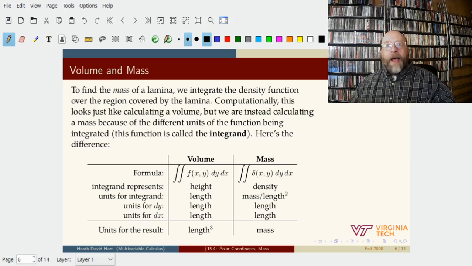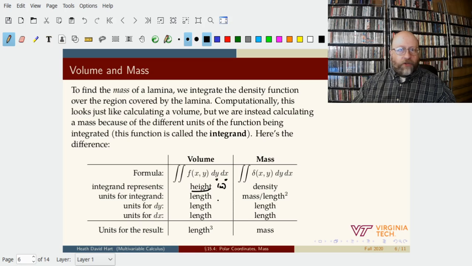Calculating the mass of a lamina mathematically is just like calculating a volume. The operation is the same. We're going to work out a double integral. We just get different units when we're done. For volume, we're integrating the height of the object, and the height is measured in, let's say, meters, and x and y are measured in meters. So the height is in meters, x is in meters, y is in meters. When I multiply meters times meters times meters, I get meters cubed, and that's a unit of volume.